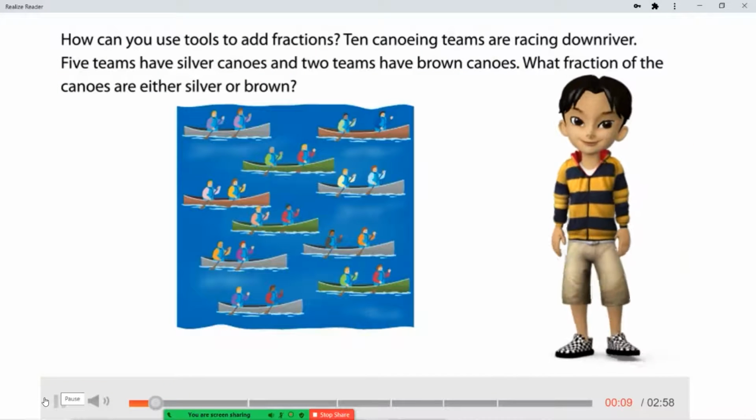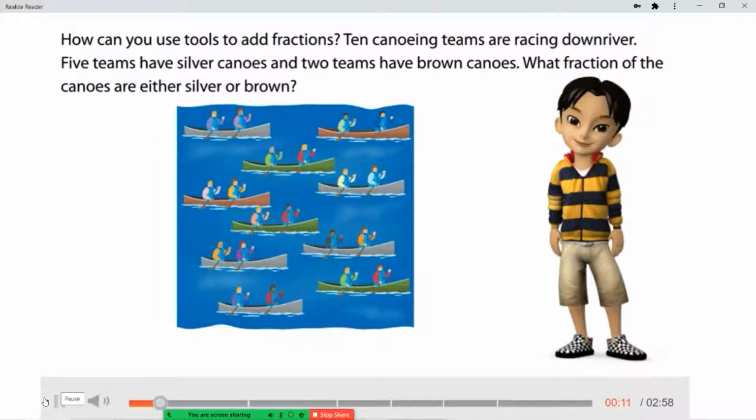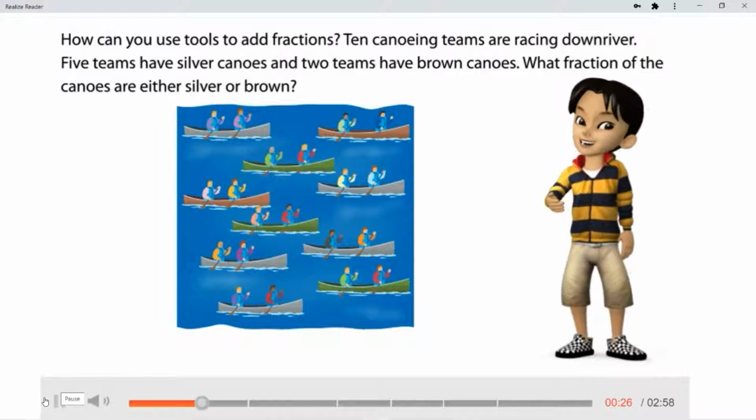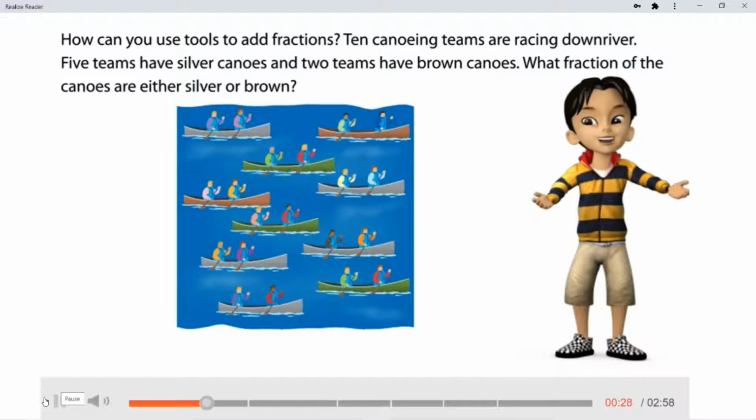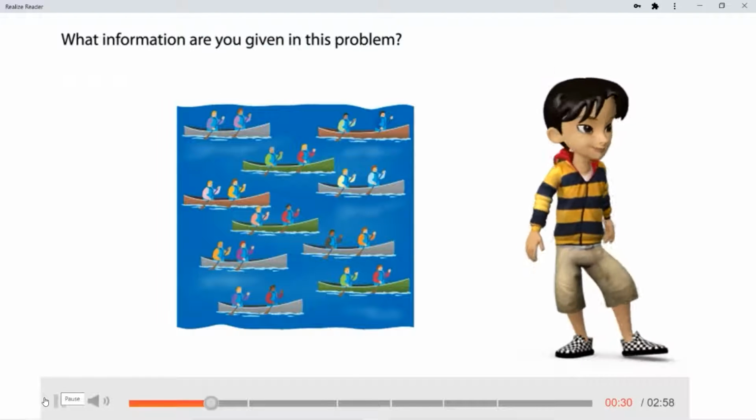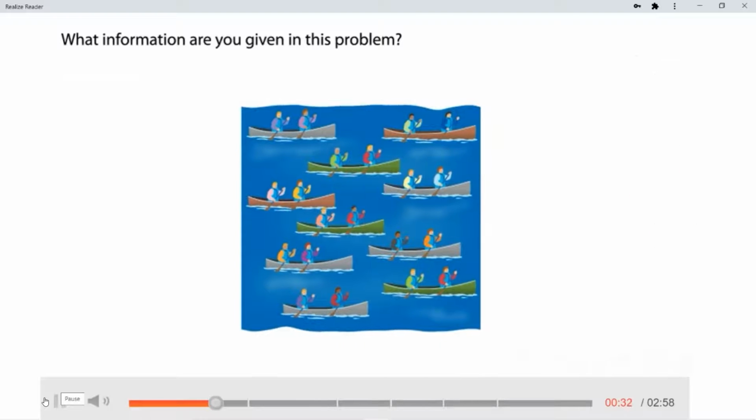How can you use tools to add fractions? 10 canoeing teams are racing downriver. 5 teams have silver canoes, and 2 teams have brown canoes. What fraction of the canoes are either silver or brown? Or is a very important word in that last sentence. What information are you given in this problem?